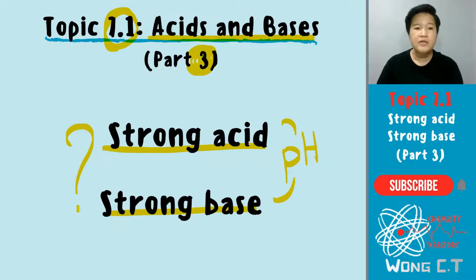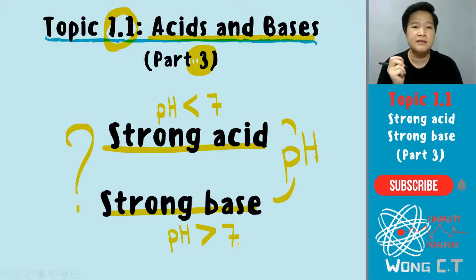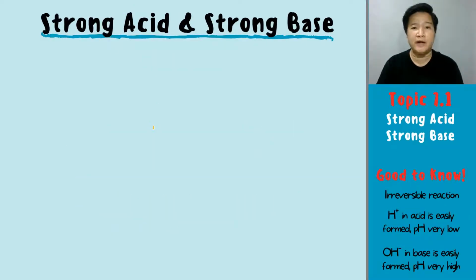Okay? Knowing that your strong acid, the pH value will definitely be less than 7. And also for the strong base, the pH value will definitely be more than 7. So we are going to calculate the pH value for both of the strong acid and strong base. Before calculating the pH value, let's take a quick look on what is actually strong acid and strong base.